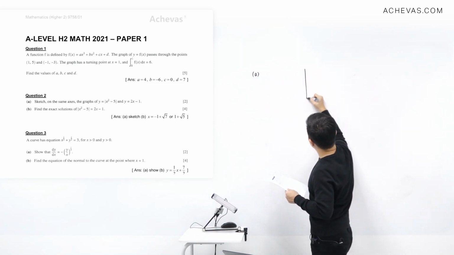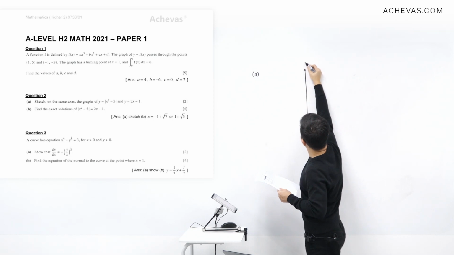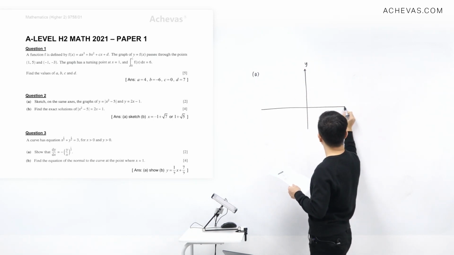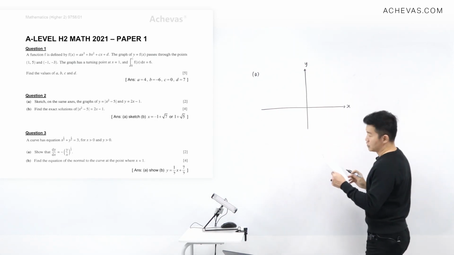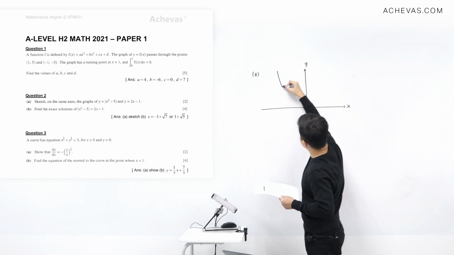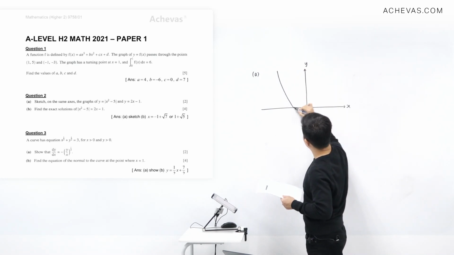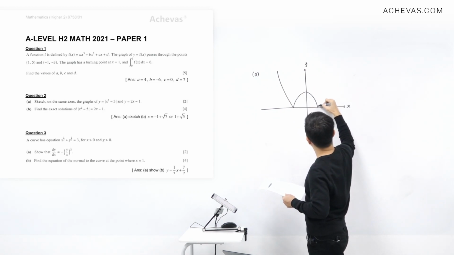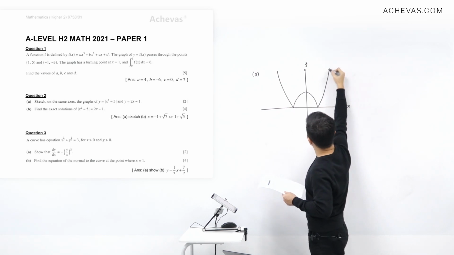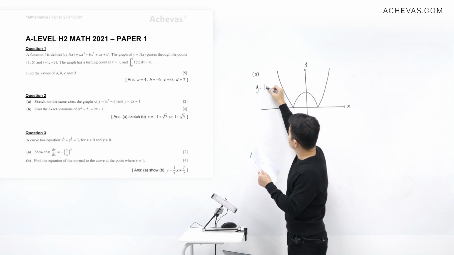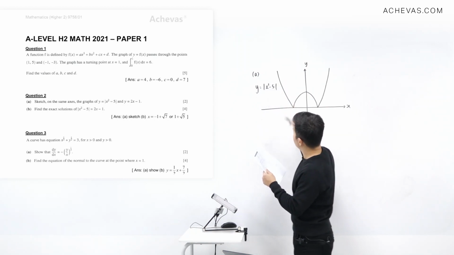Let's say here is the y-axis. And let's make this the x-axis here. So based on my graphing calculator, the first graph is going to look something like this here, with a maximum point here on the y-axis, coming back down, and here. And this is the graph of y is equal to modulus of x squared minus 5.